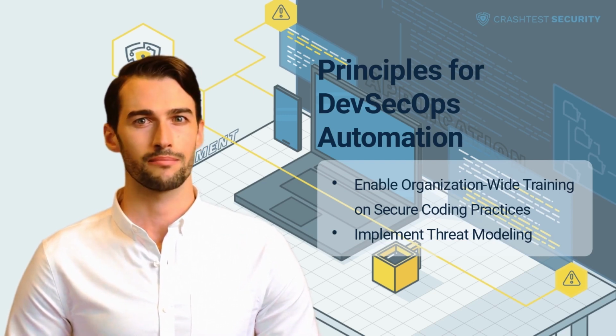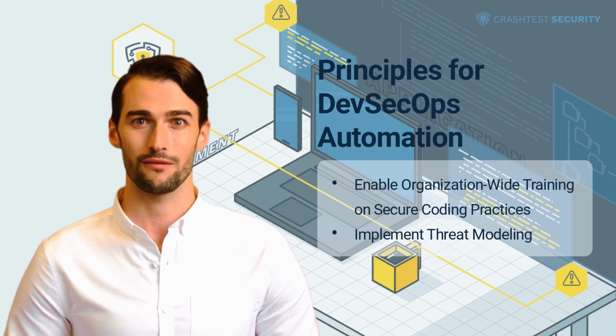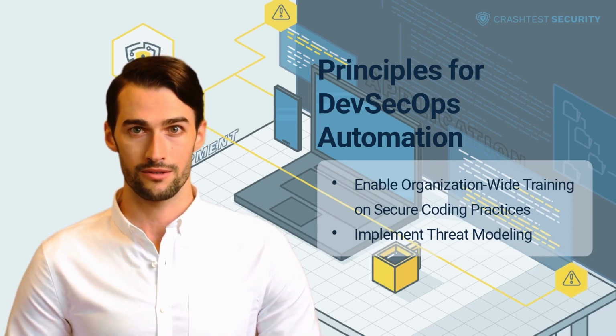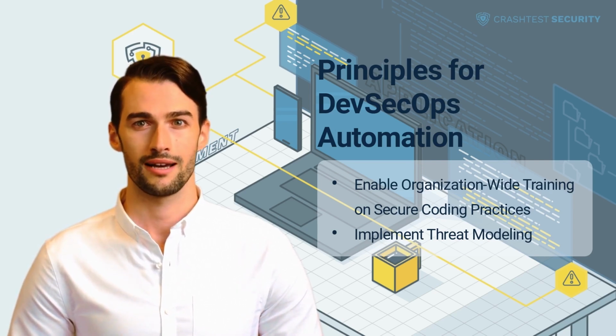Enable organization-wide training on secure coding practices. An effective way to mitigate potential issues in production is to ensure they don't exist in the code in the first place. To make security a shared responsibility between developers, security professionals, and the operations team, it is important to train every stakeholder on building secure applications.